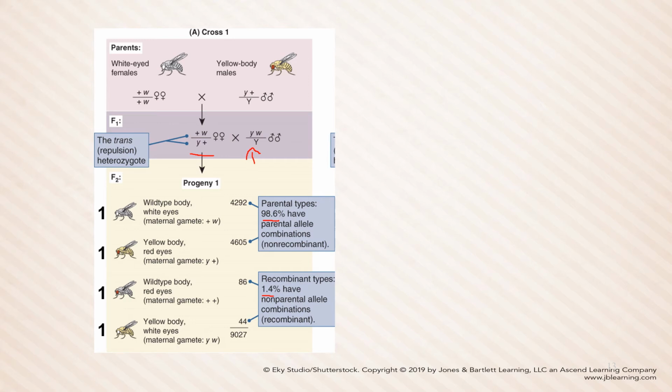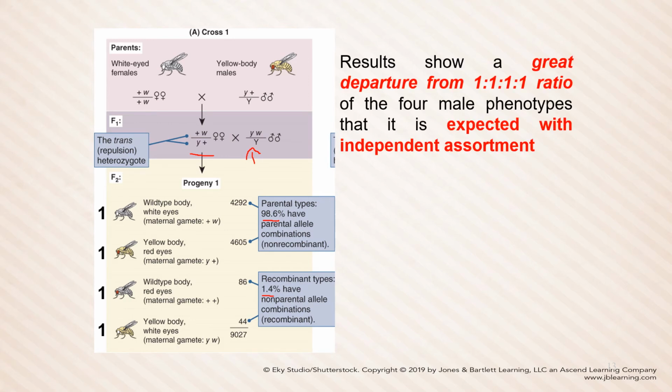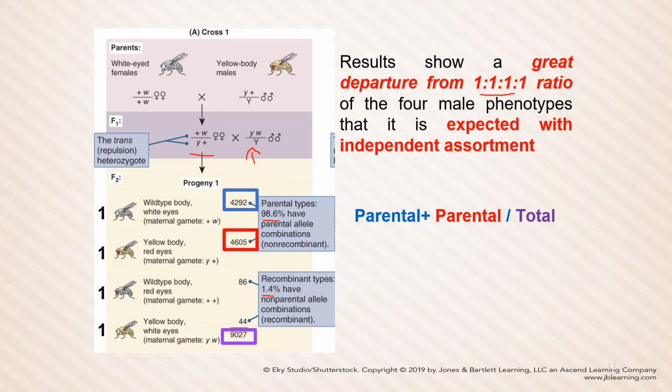And this is telling us something very important about how close or how far those genes are from each other. Again, remember, these are far from the 1:1:1:1 ratio that we were expecting if we were following independent assortment. And how can we calculate this 98.6%? Very easy. You add the two parentals, this 4,000 and this 4,600, and you divide it by the total of flies.